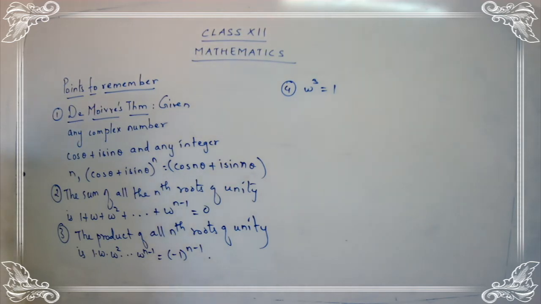Okay, children. So now we'll continue with our exercise. Have you taken down all the points, children? Take down all the points. If you have taken down the points, give the heading as exercise 2.8 and take the first question.